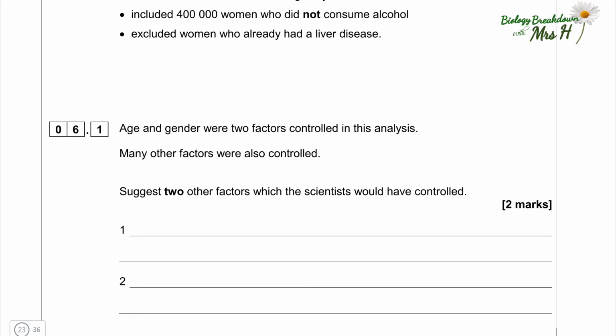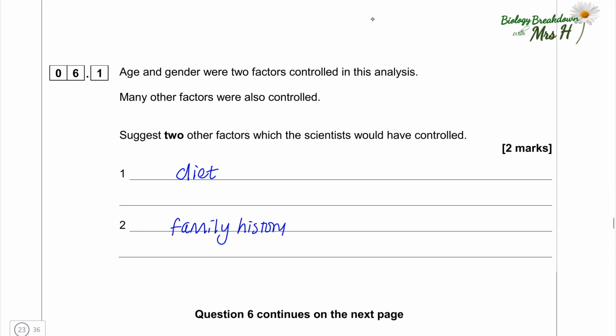Many other factors were also controlled, suggest 2 other factors which the scientists would have controlled. We need to make sure that these women have very similar diets. Fatty diets can actually lead to liver disease. We need to make sure there isn't already a family history of liver disease because that would show some kind of genetic predisposition to it, and we want to look at the link of alcohol to the liver.